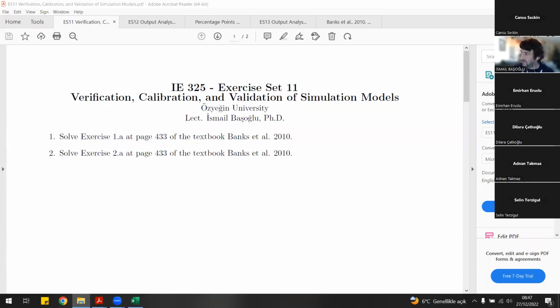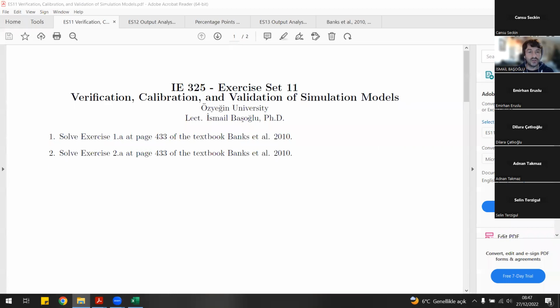All right, so this is our last recitation hour for the semester, and at the end of the semester, we are going to practice some applications related to validation of simulation models, then the output analysis modules.